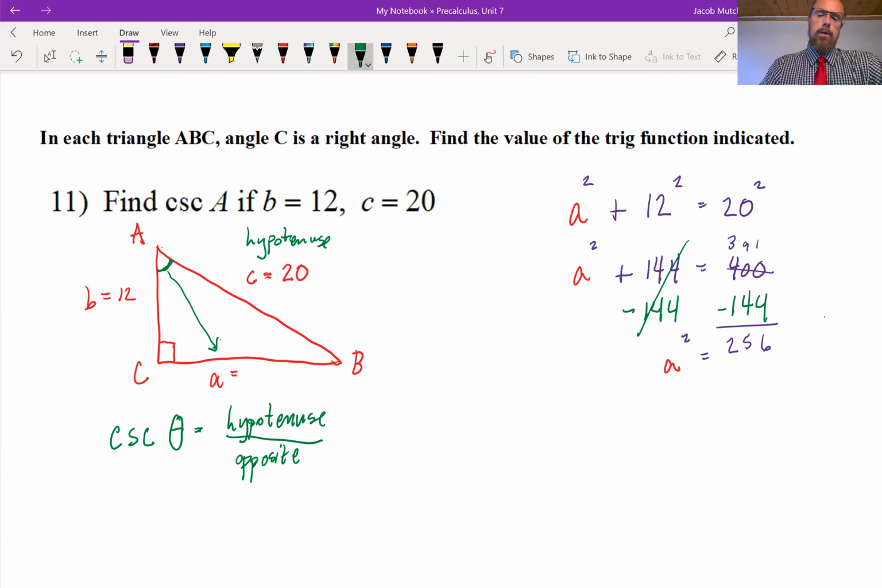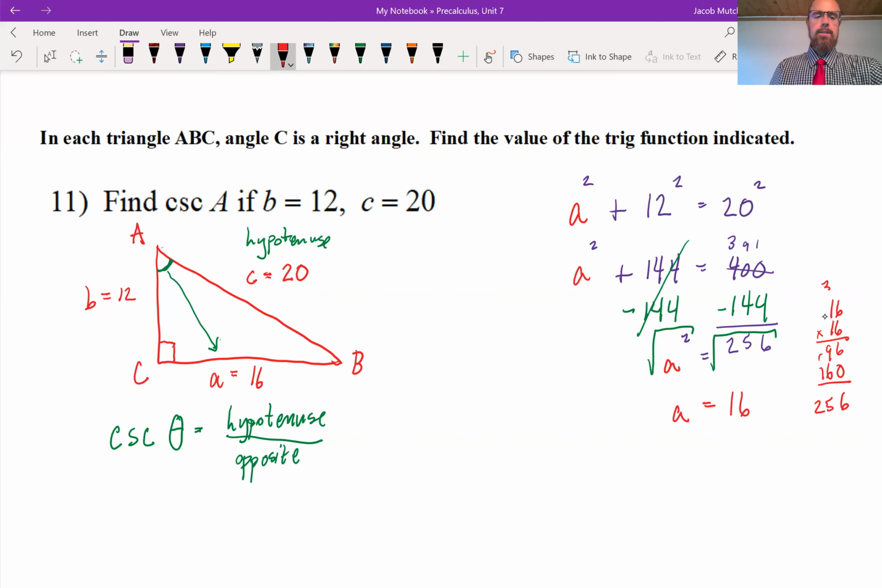But again, I don't really want just A squared. I want only A. So I want to take the square root of both sides. And that gives me A equals square root of 256, which I believe is 16. Let's just check. 16 times 16. So 6 times 6 is 36. 6 times 1, 6 plus 3 is 9. 0, and then 1, 160. And yes, indeed, 256 is 16 times 16. So its square root is going to be just 16.